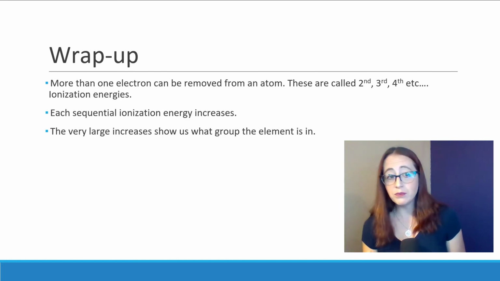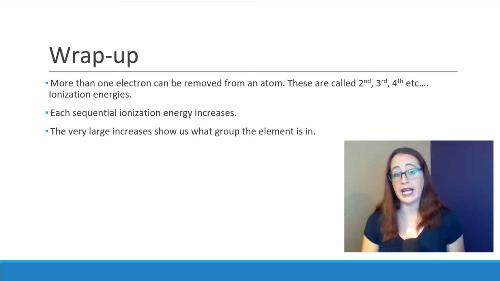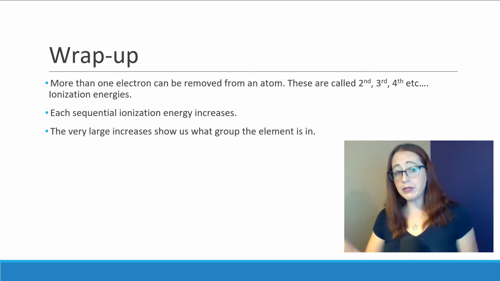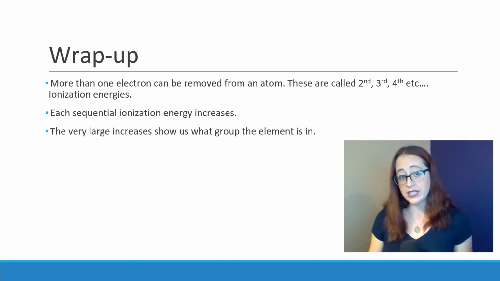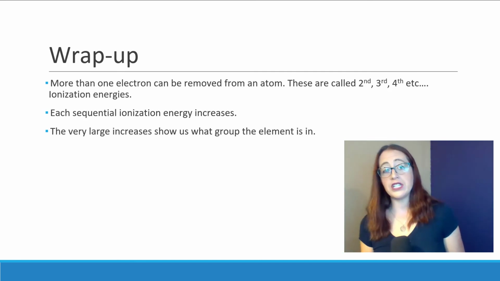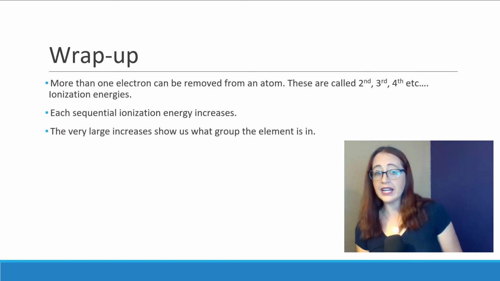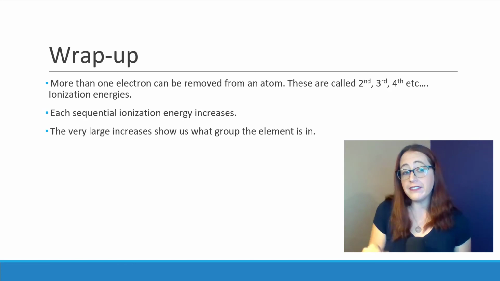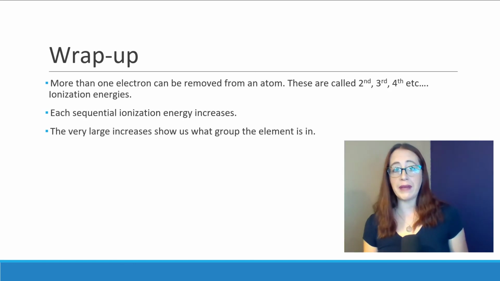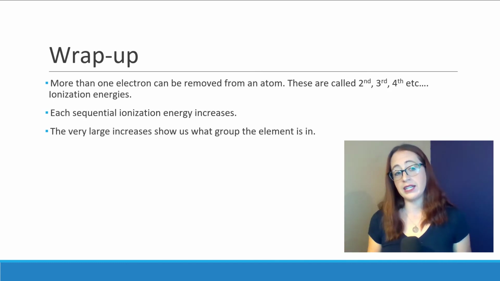In summary, more than one electron can be removed from an atom. When that happens, these are called second, third, and fourth ionization energies. And then each time you remove an electron, the ionization energy for that electron increases. So the second ionization energy is higher than the first, the third is higher than the second, and so on. When you see a very, very large increase, usually an order of magnitude or more, this shows us what group the element is in based on where that jump happened between which ionization energies.